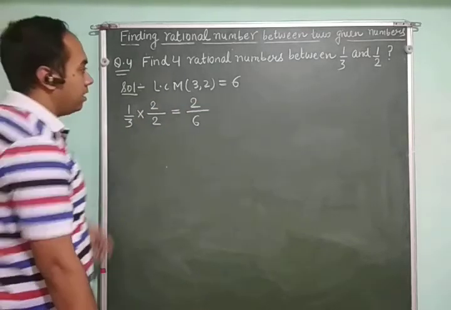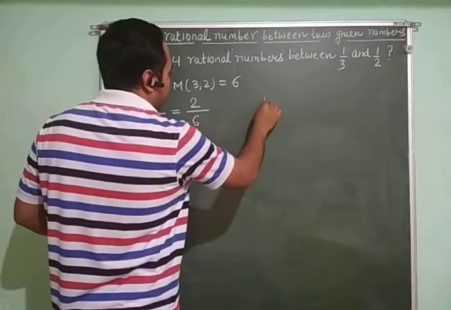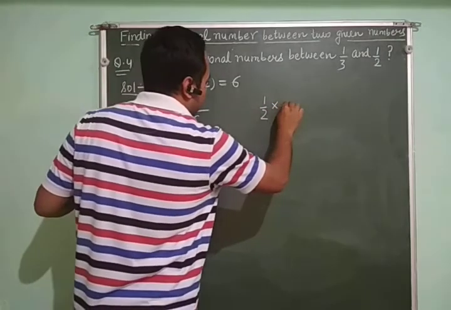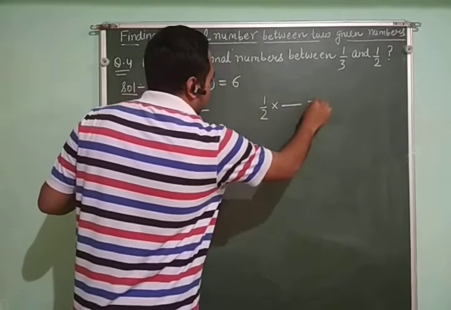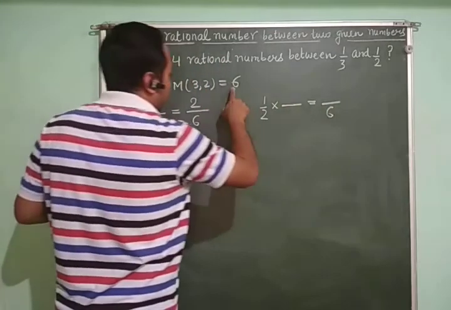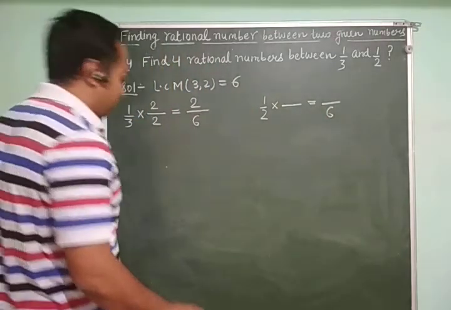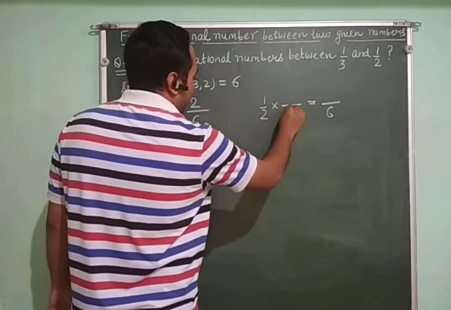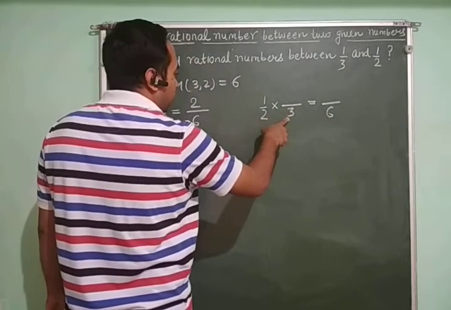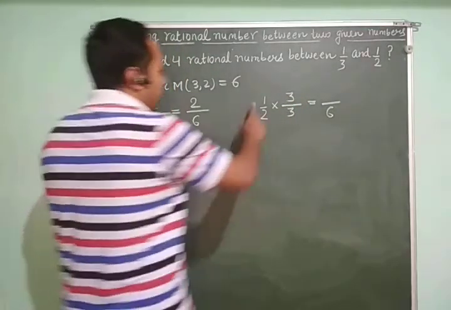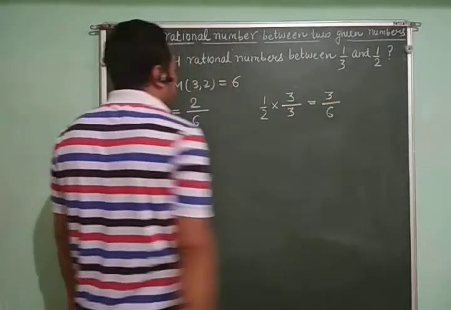In the same manner, I am writing 1 upon 2 over here, then I am putting multiplication sign, then equal sign, and then again in the denominator I am writing this LCM. Now the question is, what number should be multiplied by 2 to get 6 over here? The number will be 3. So whatever number is written over here, same number will be written in the numerator. Multiply them, you will get 3 by 6.